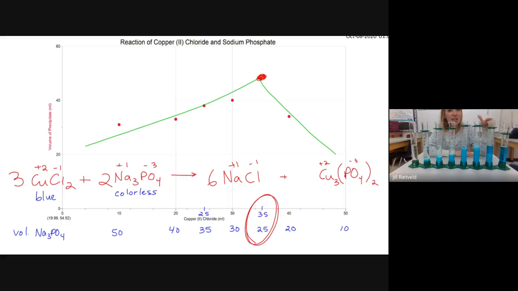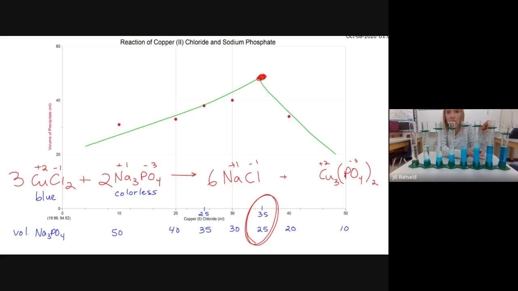Well, in this graduated cylinder, I used 40 milliliters of copper chloride and 20 milliliters of sodium phosphate. But can you see that that would be a 2-to-1 ratio? And that's not the ratio in the balanced equation. Anytime I use more than approximately 35 milliliters of copper chloride, that's too much copper chloride. If we say the optimal ratio is a 3-to-2 ratio, approximately 35 to 25, I know it's not perfect. But this one had too much of the blue copper chloride.